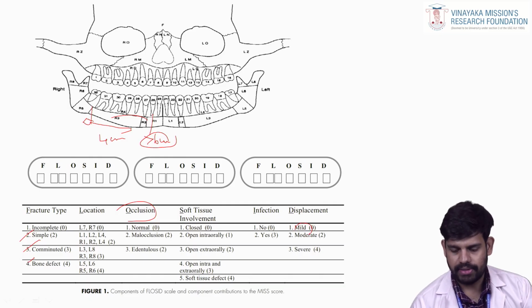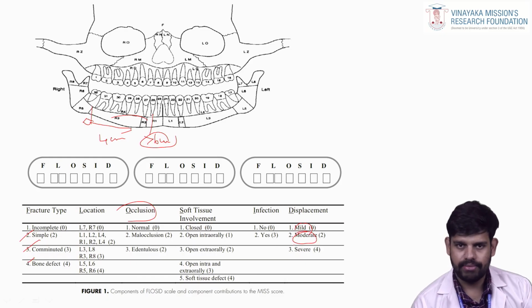If it is moderately displaced, it comes under moderate, and severely displaced, where the two fragments are heavily displaced, then it comes in the severe category. So this is the Fawcett category to assess the mandibular injury severity score.